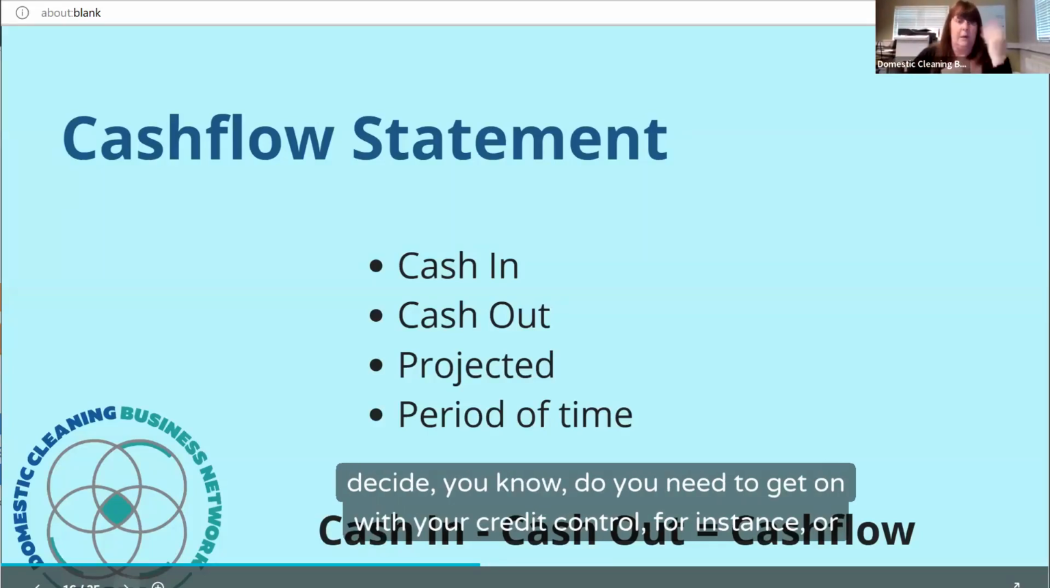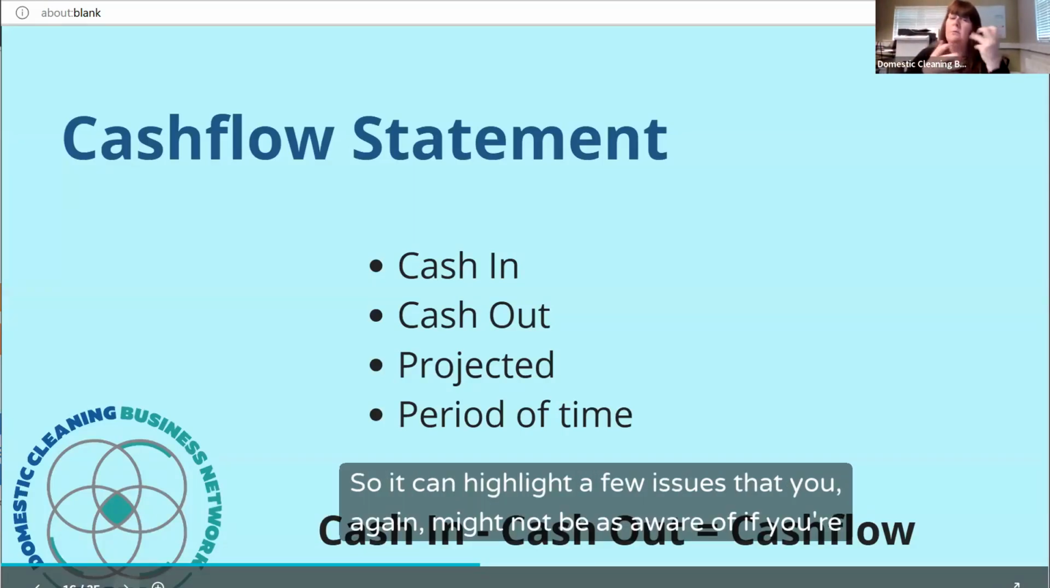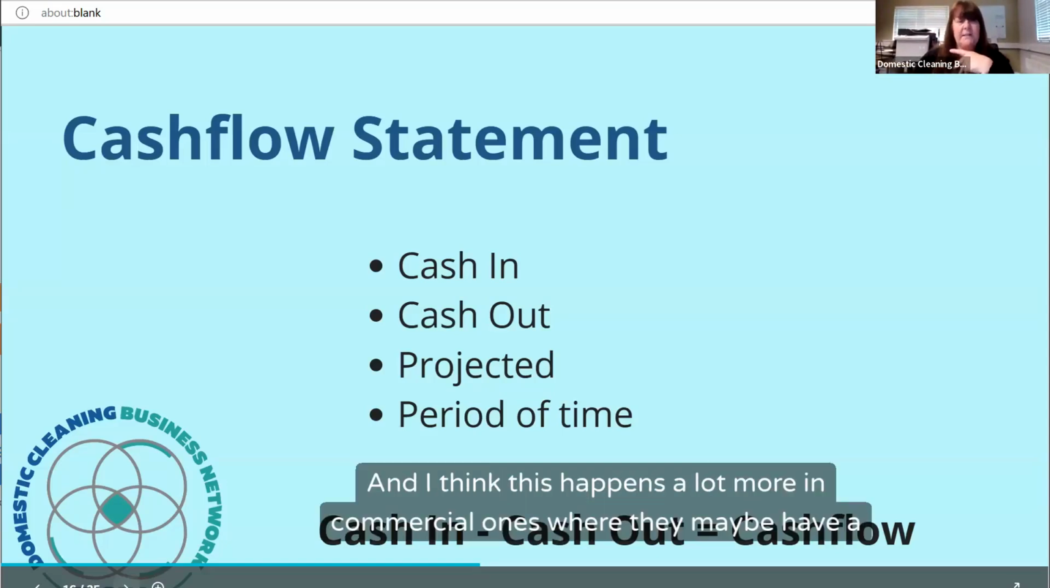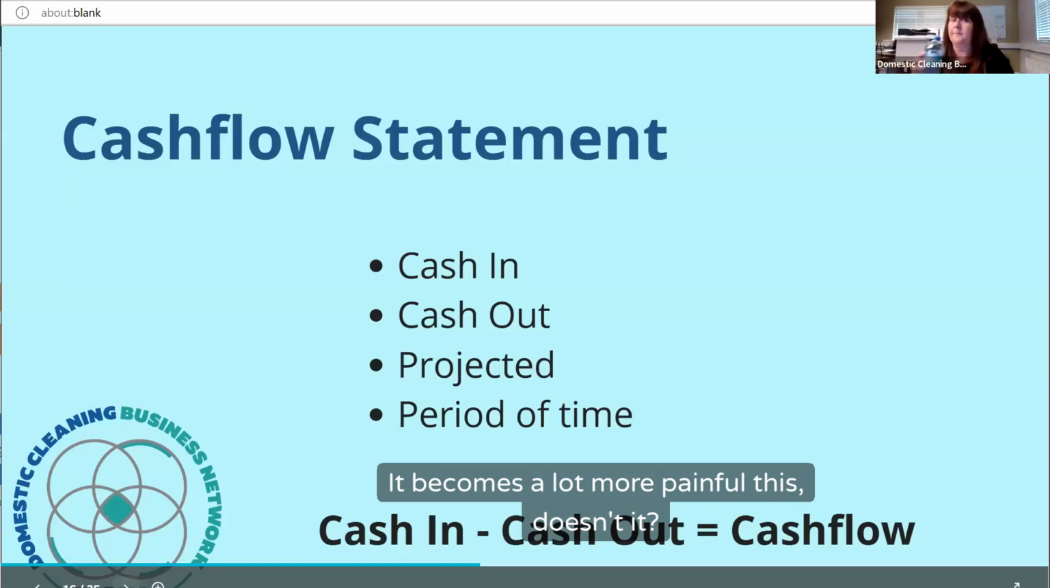It'll help you decide, you know, you need to get on with your credit control, for instance, or did you actually send your invoices out? So it can highlight a few issues that you, again, might not be as aware of if you're not monitoring it. And the good news is, this happens a lot more in commercial ones where they maybe have a longer time to pay, 28 days after you sent the invoice. It becomes a lot more painful, this, doesn't it?